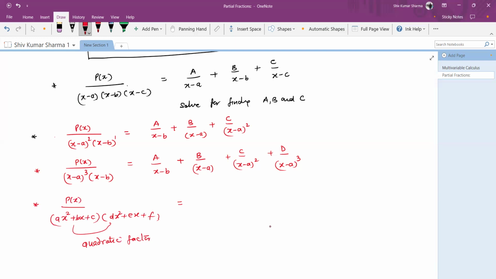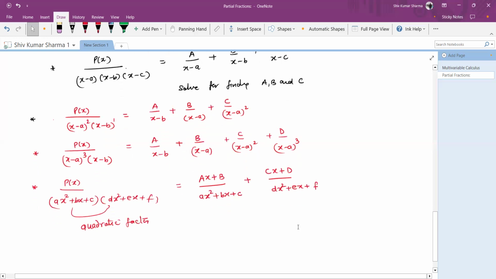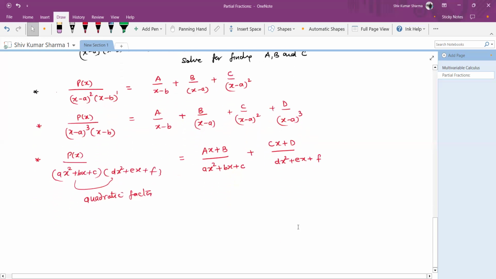We can do the partial fraction of this as ax plus b upon the first factor ax square plus bx plus c, plus the same for this one, cx plus d upon dx square plus ex plus f. So this is for quadratic factors. You have to remember this.